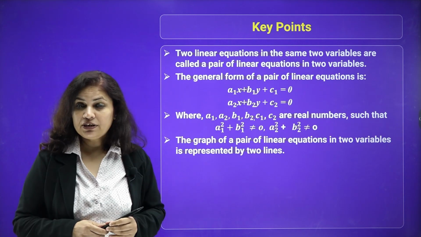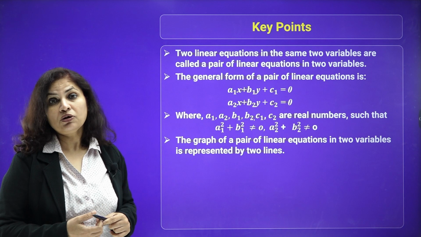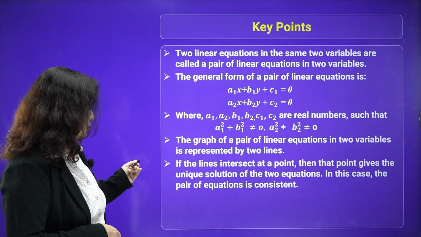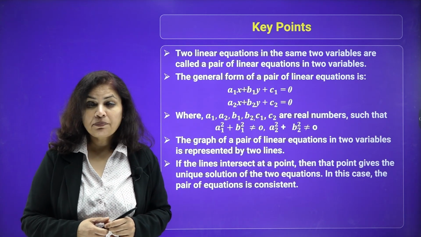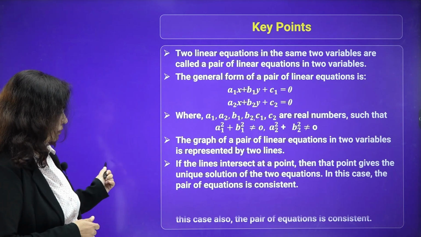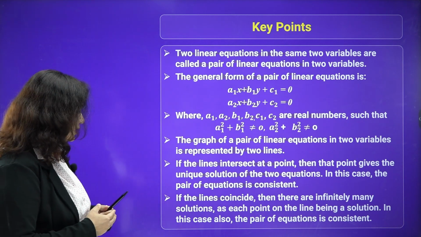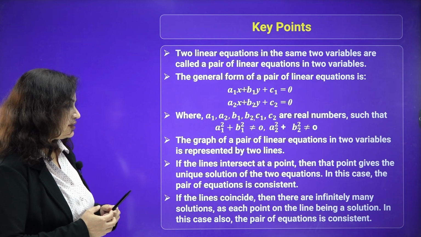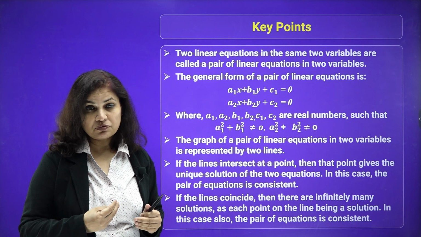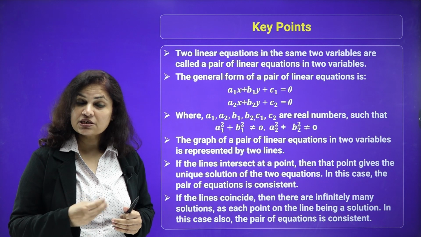The graph of a pair of linear equations in two variables is represented by two lines which may be coincident, parallel or intersecting depending on the ratio between the coefficients. If the lines intersect at a point, then the point gives a unique solution, and we call the set of equations consistent. If the lines coincide, then there are infinitely many solutions and each point on the line is a solution. So, there is no unique solution, and this type of pair of equations is still consistent.